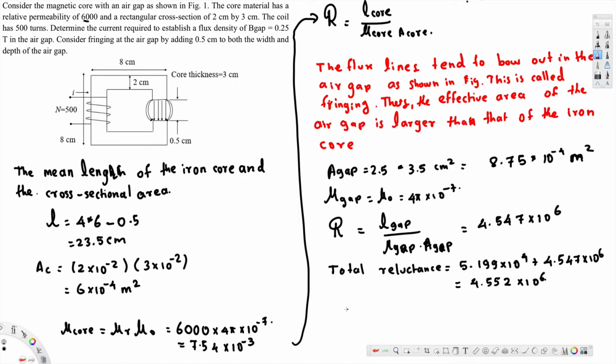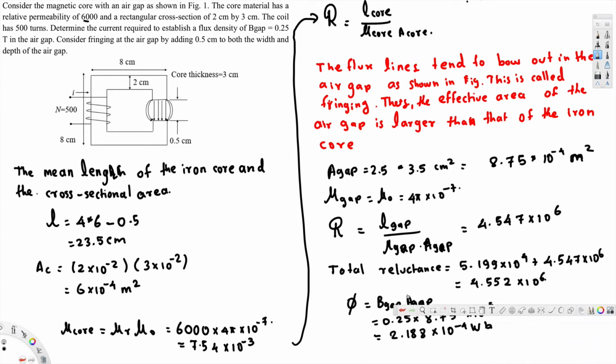now the next thing is we are going to calculate the flux. Flux is given by B gap times A gap. B gap is 0.25 times A gap is 8.75 times 10 to the power of minus 4, and when we calculate we will get 2.188 times 10 to the power of minus 4 Weber. Okay, now we have calculated the phi, that's flux.